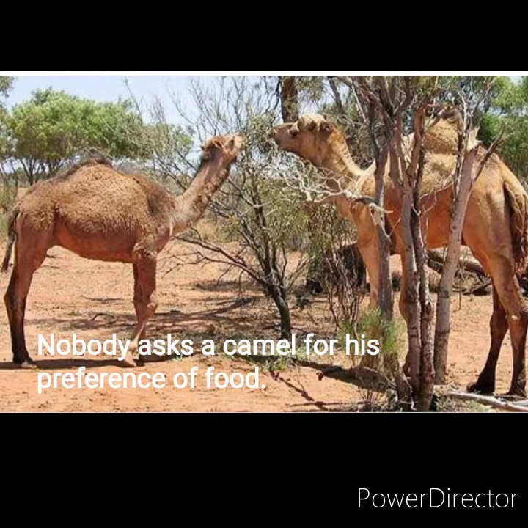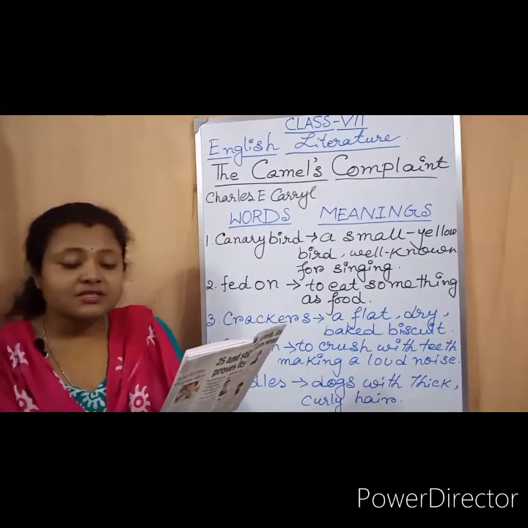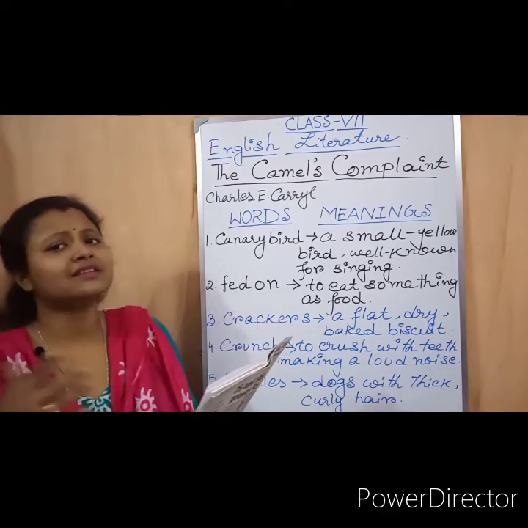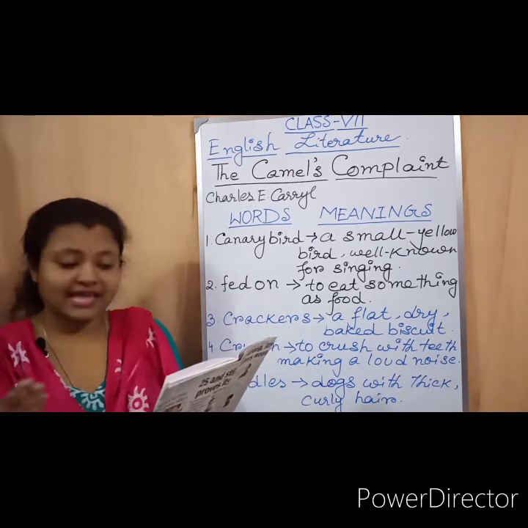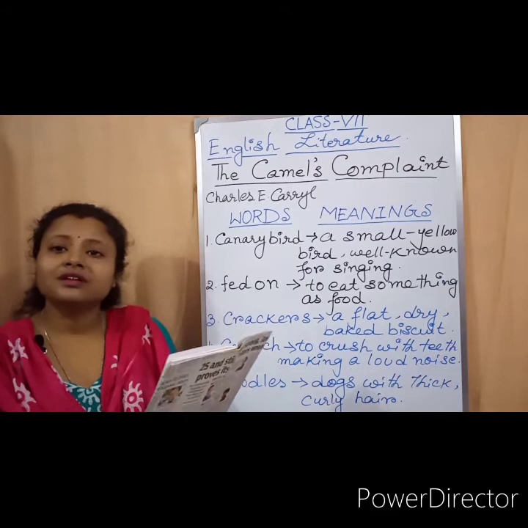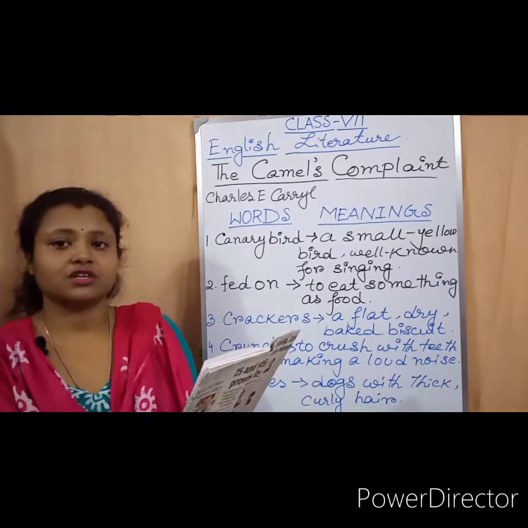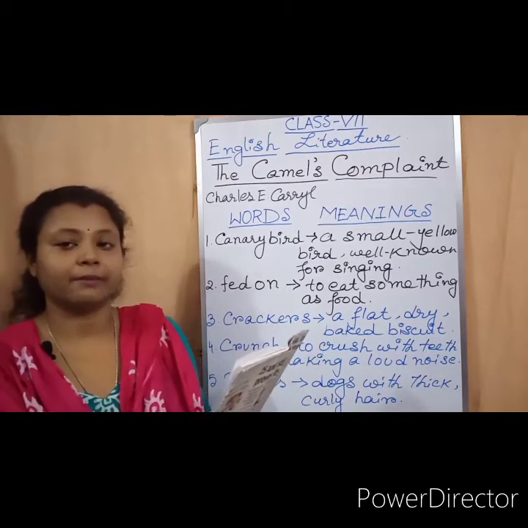And the camel is complaining about the food that people usually give to him to eat. The camel is complaining about his preferences of food. Three other animals have been mentioned here. The first one is the canary bird, the second one is the parrot, and the third one is the poodle. These three have their preferences of food. Whatever they like to eat has been served to them.